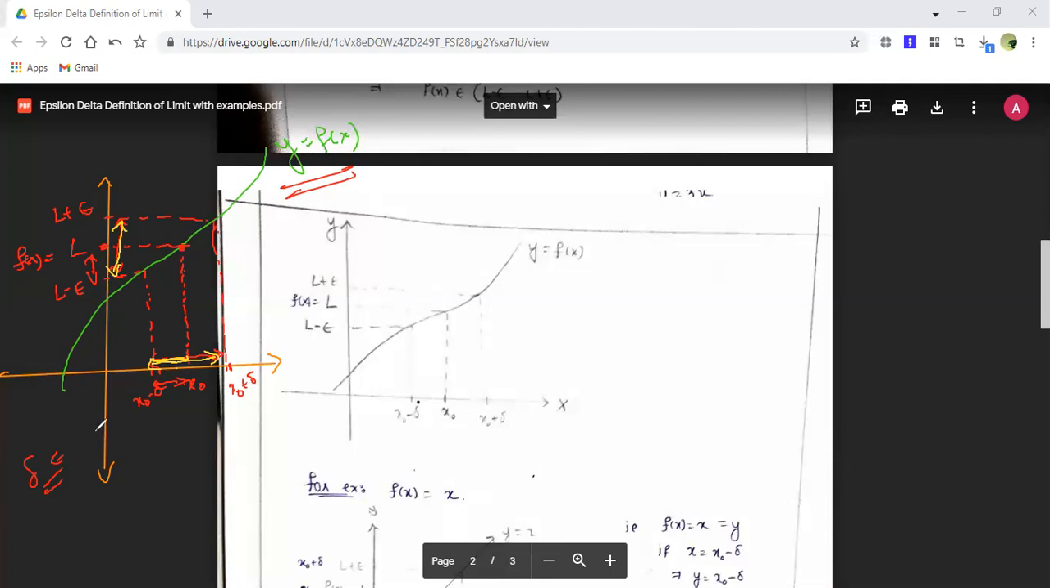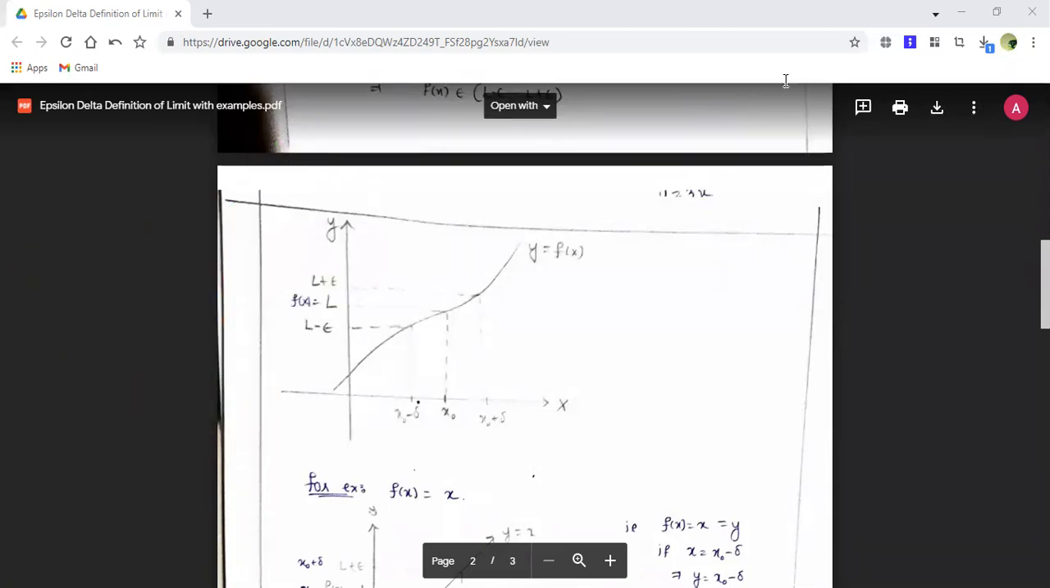So here clearly, guys, as I mentioned earlier, this distance not necessarily should be equal to this distance. I just changed the color for better understanding. In some functions that distance may be the same, that is delta may be equal to epsilon. In some it may not be equal, it may have different values. So all this discussion we will do in the next example. Let's see one example, and we'll make it more clear.